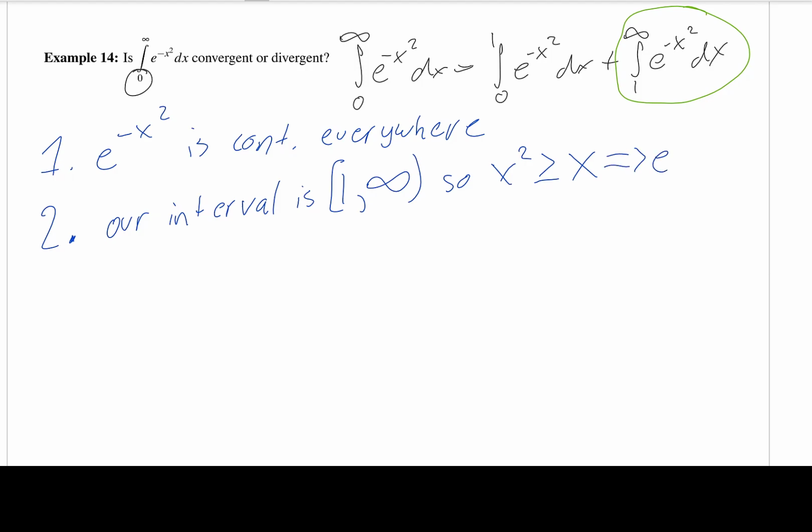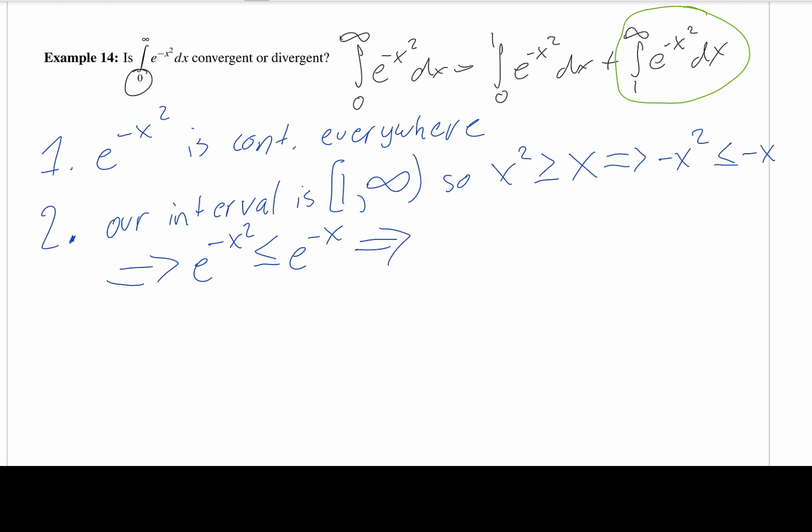So this means that if I multiply by a negative on both sides, we still get negative x squared. Now, the important thing here is if I'm going to multiply by a negative on both sides, our inequality sign has to flip. So we have that negative x squared is less than or equal to negative x, which means that e to the negative x squared is less than or equal to e to the negative x.